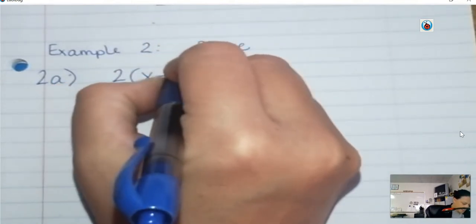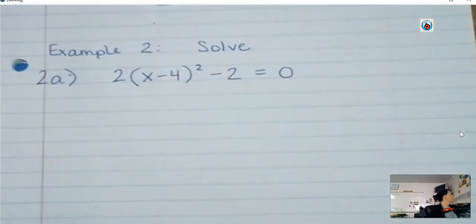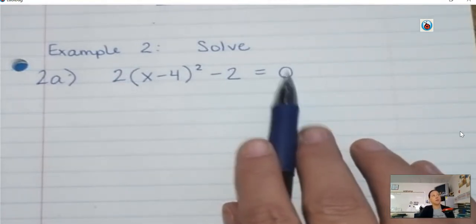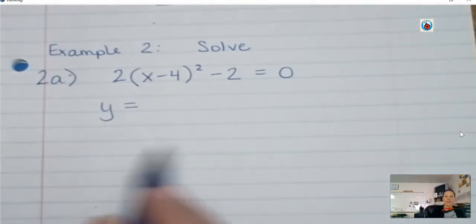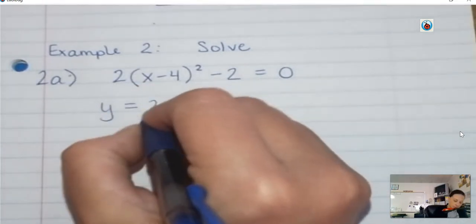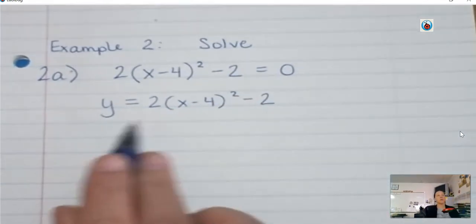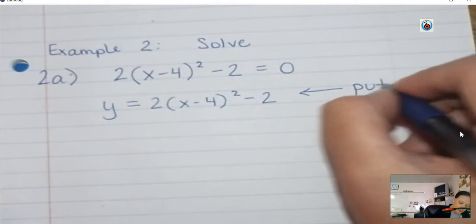So the equation for 2a is 2 parentheses x minus 4 squared minus 2 equals 0. As long as it says equals 0, you can really change the 0 into y equals. And then this is what you're going to type into the calculator. It'll just be that same problem. You just don't put equals 0, you just put y equals. Okay, so put this into the Desmos calculator.